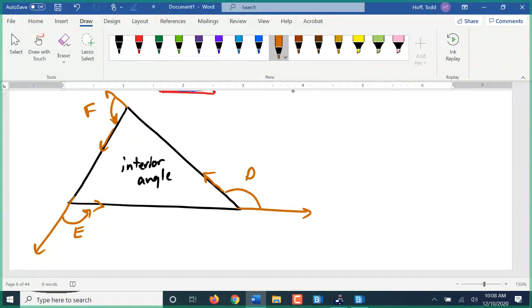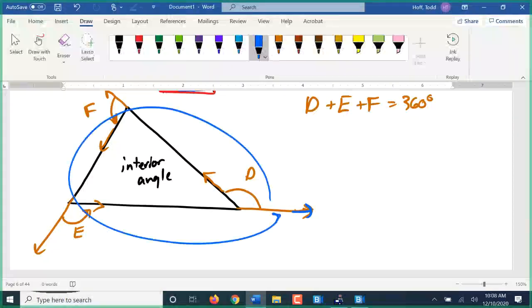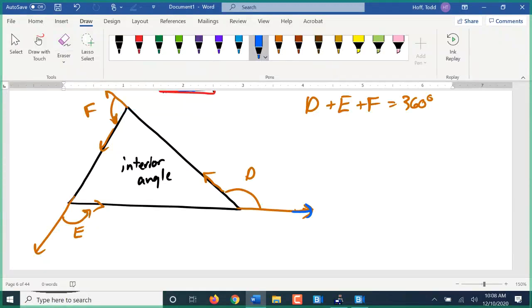Well, angle D plus E plus F add up to 360 degrees. It's a full turn. I started going in this direction. I came all the way back around, so I'm going back in that direction. Now I'm going to call the interior angles of this triangle A, B, and C.